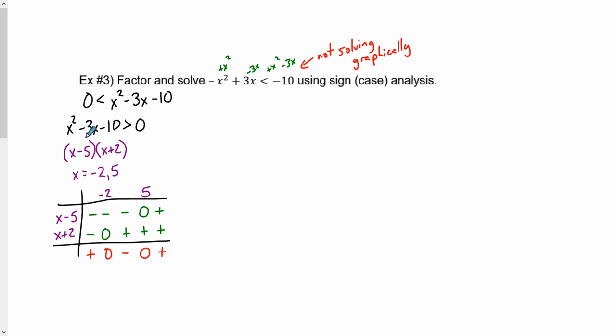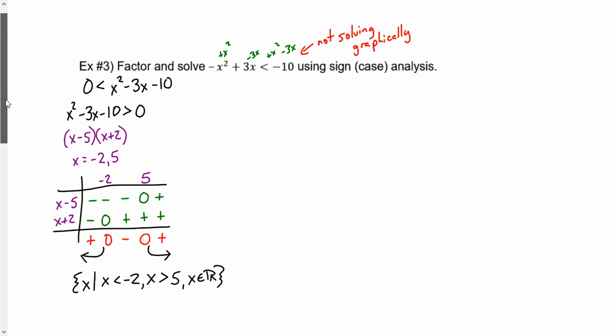So our entire question now is asking, where is the parabola greater than 0? Well, it's talking about everything that would be positive. So it'll be two separate parts. So when our x's are less than -2, and when our x's are greater than 5. So that would be that.